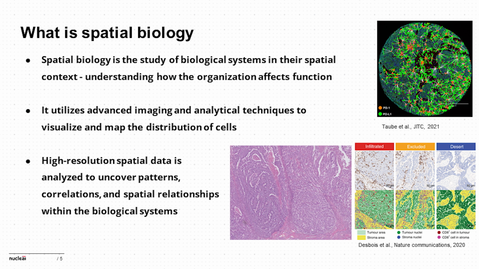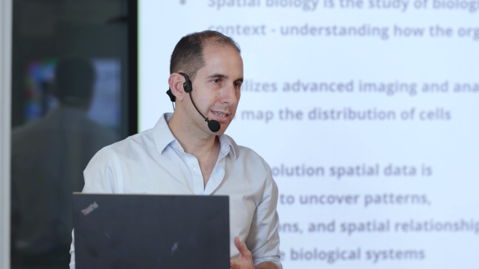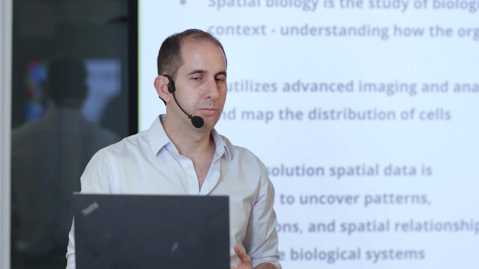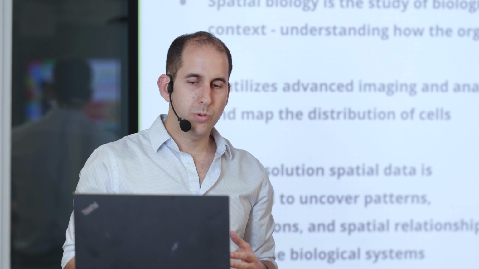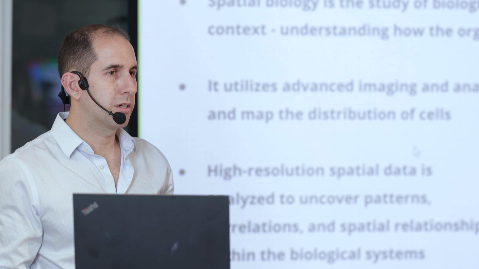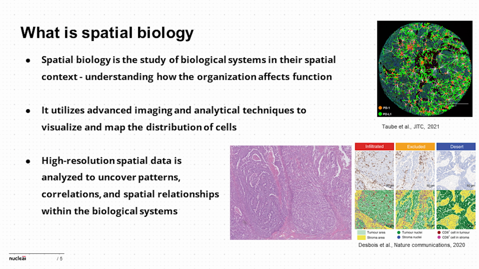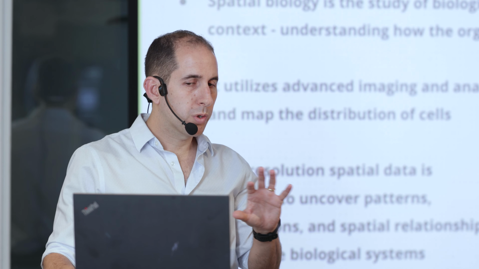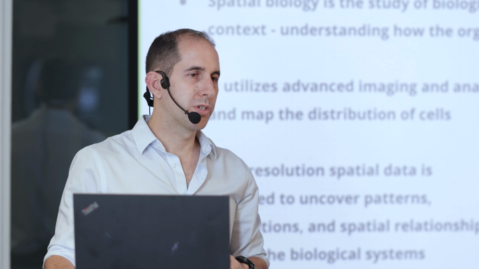So what is spatial biology? Spatial biology is the study of biological systems in their spatial context and understanding how the organization affects the function. And actually, spatial biology started many years ago. We have H&E slides, which have been the basic pathological slide for more than 100 years. We can even get some notion of the tissue organization from the H&E. We can identify tumor areas and tumor heterogeneity, which was used to grade tumors and is still used to grade tumors. We can also define some cellular subtypes.